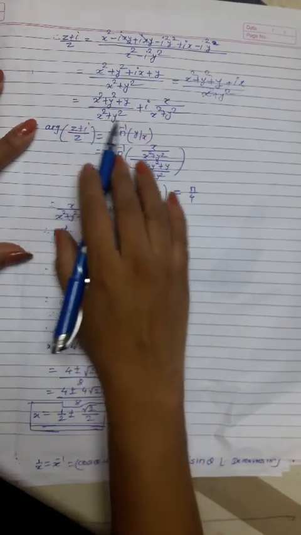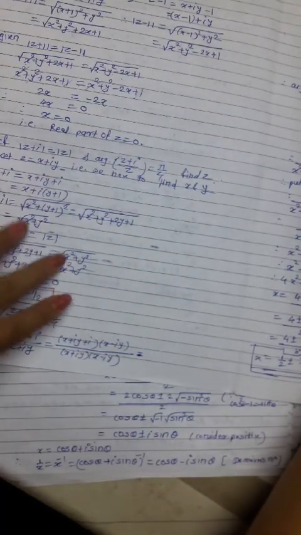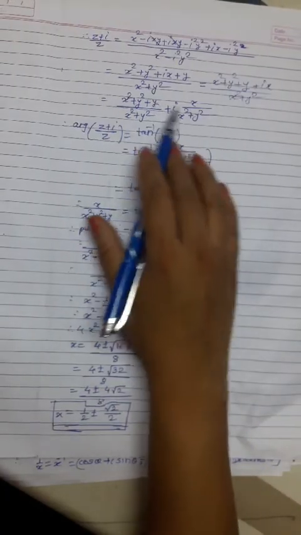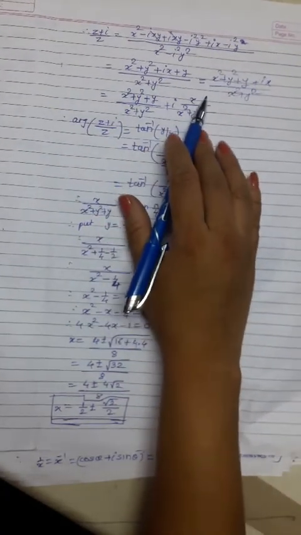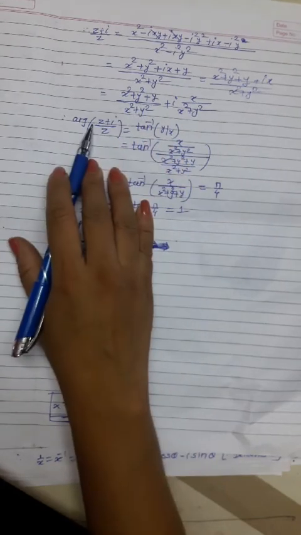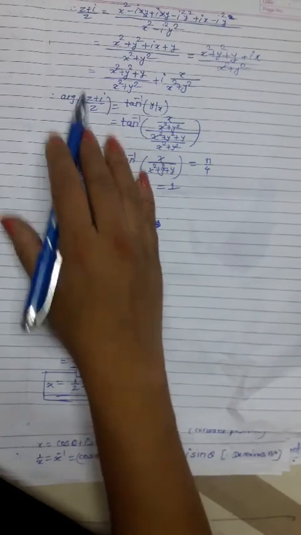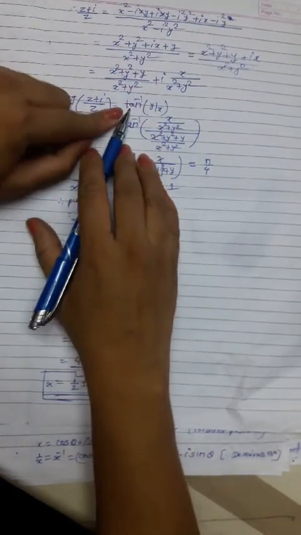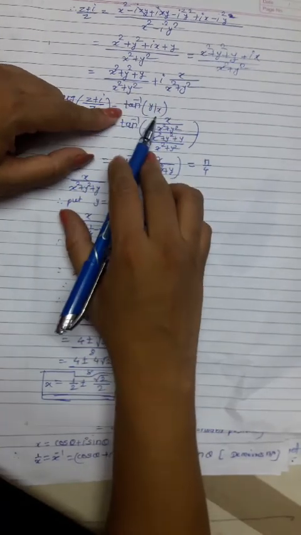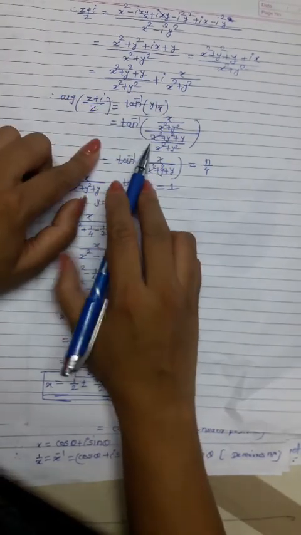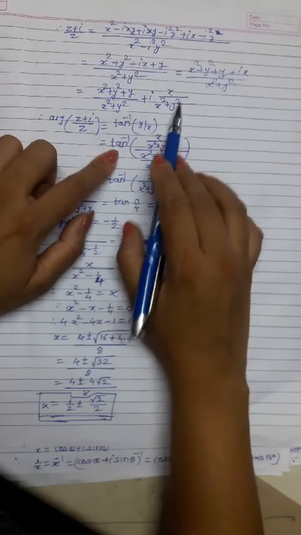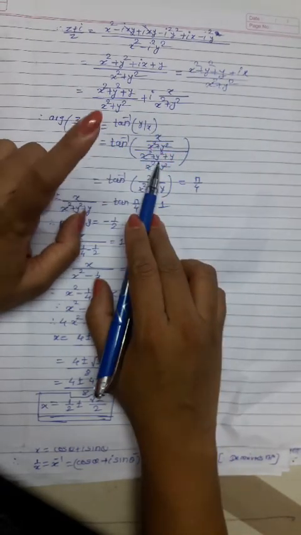This is one complex number in the simple form like this, x plus iy. This is your x factor, this is your y factor. Therefore, we can calculate its argument as: argument of this is equal to tan inverse of y upon x by definition, which is equal to tan inverse of y, this is the y term, upon this x term.